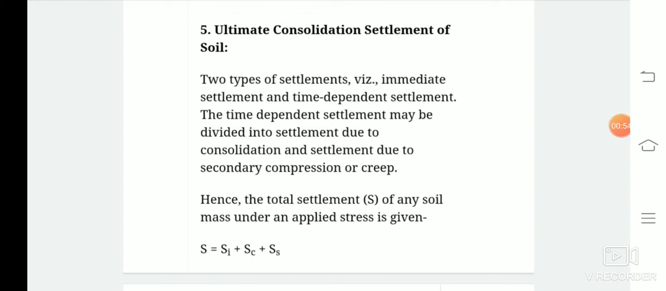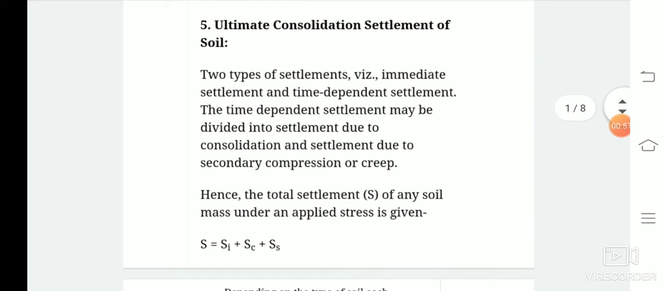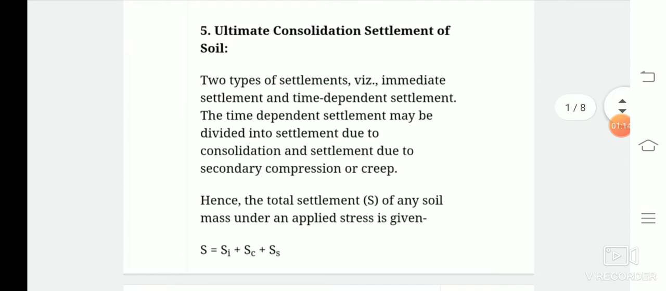So the ultimate consolidation settlement should be measured from consolidation. Mainly there are two types of settlement available. The first one is the immediate settlement and the next one is the time dependent settlement. The immediate settlement occurs as soon as the weight of the superstructure falls on the soil and it does not depend upon time. As the name suggests, it normally depends upon the type of the soil and the material through which the load is being transferred, that is the footing or the foundation.